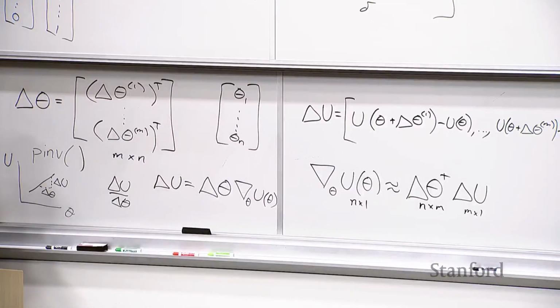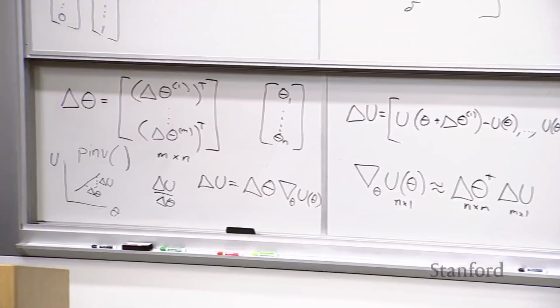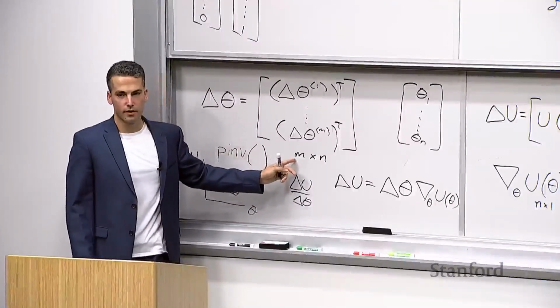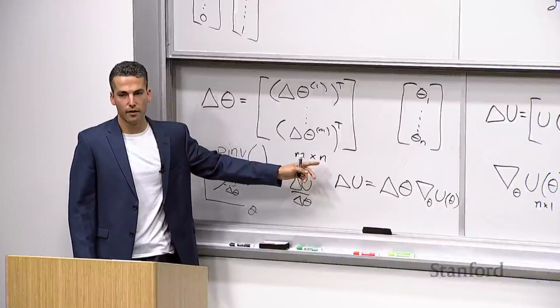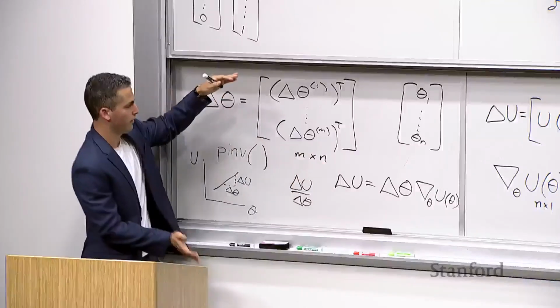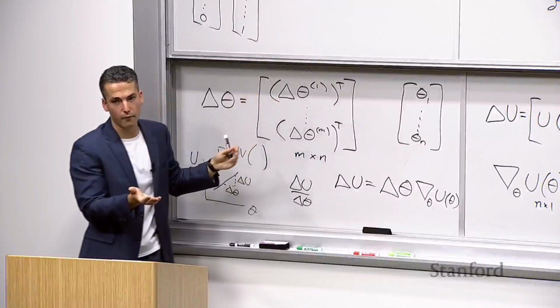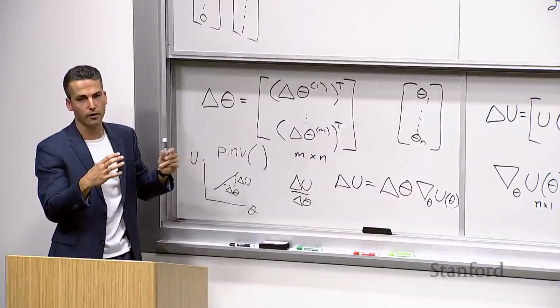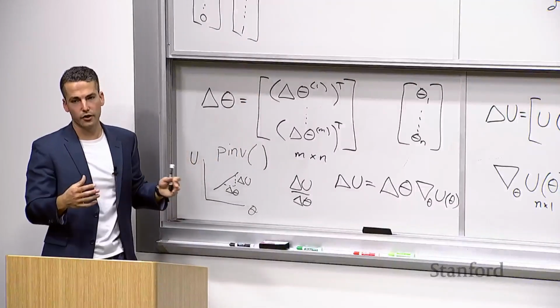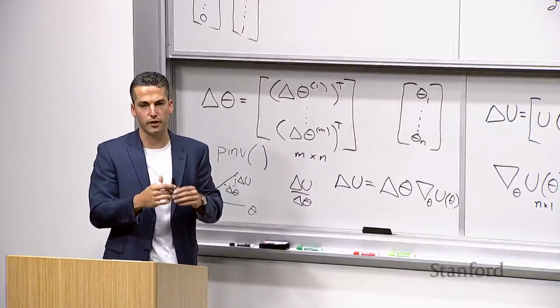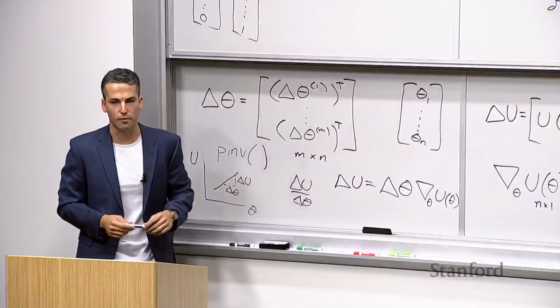Yes? Why is delta theta not invertible? Good question. So the question was, why is delta theta not invertible in the general case? Well, for one, if you have m different from n, then you could have what we call a short matrix, and that wouldn't be invertible because it's not square to begin with. But you could also have issues with the rank of the delta theta matrix. Since you're doing these random perturbations, it's not necessarily guaranteed to be invertible.